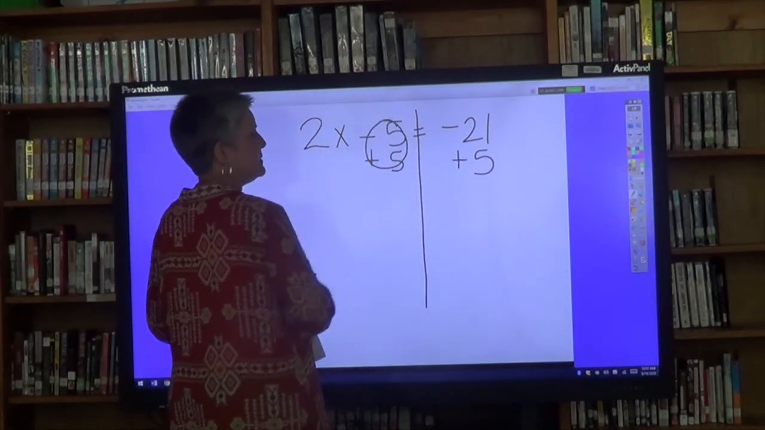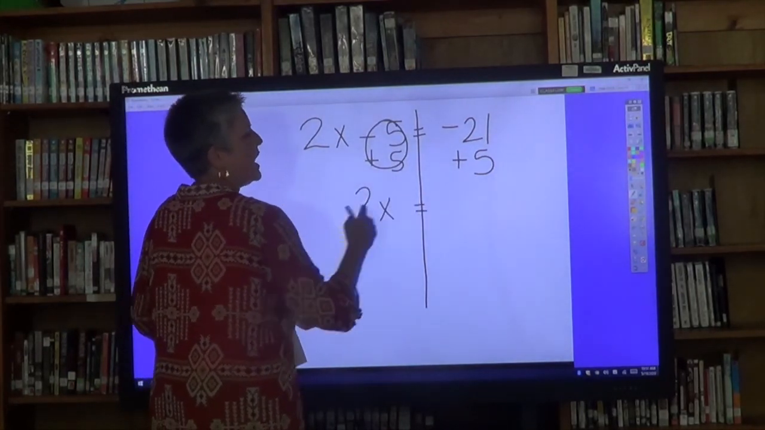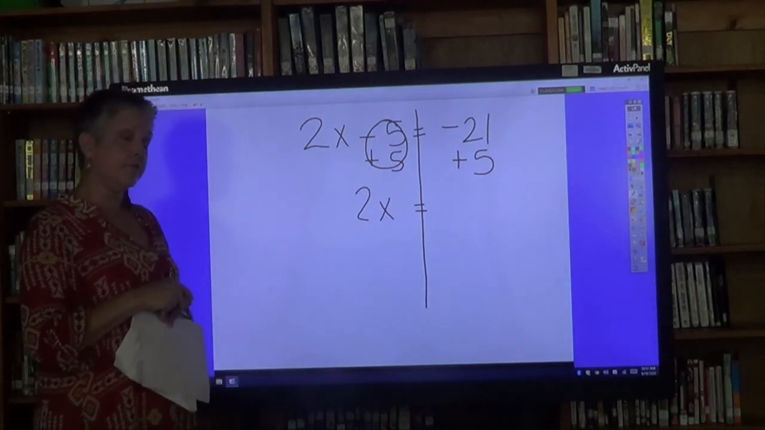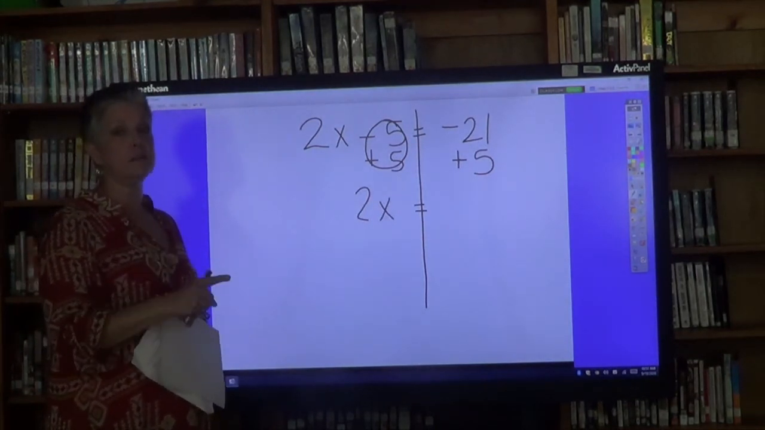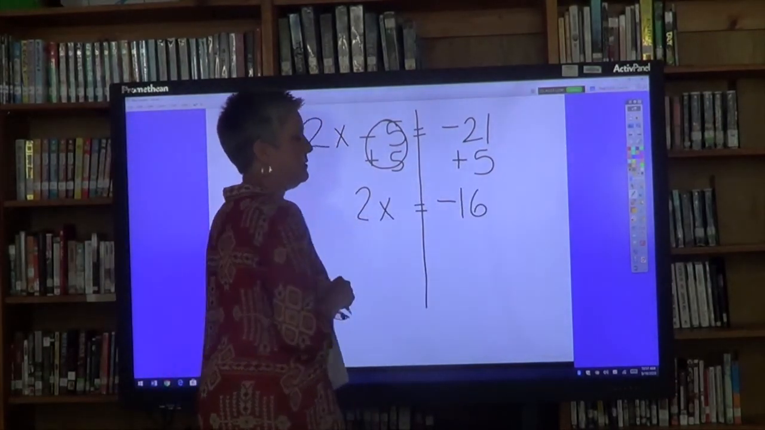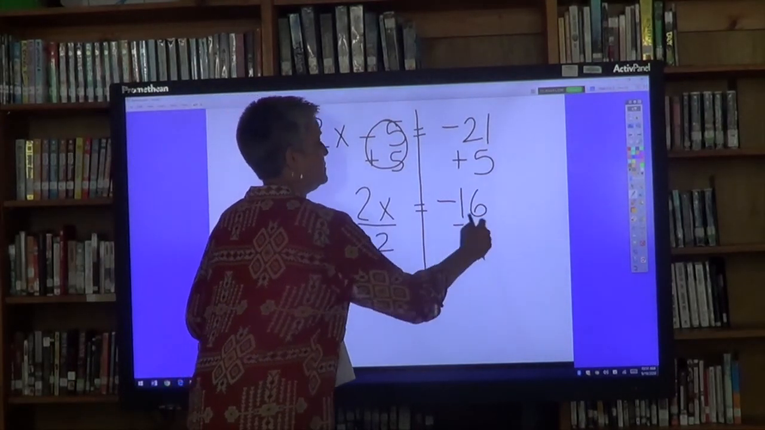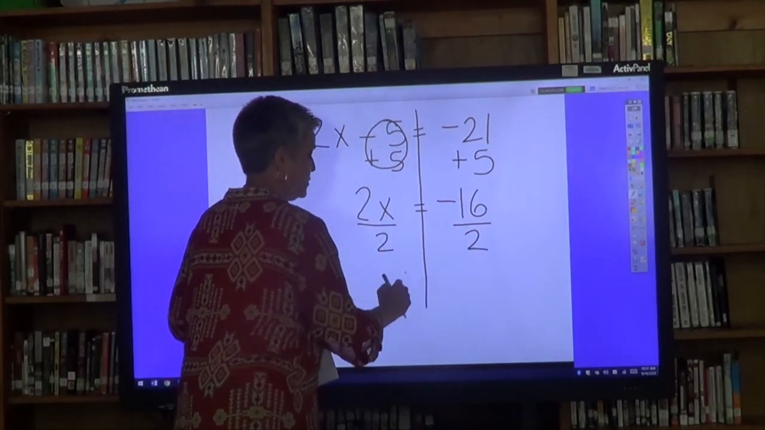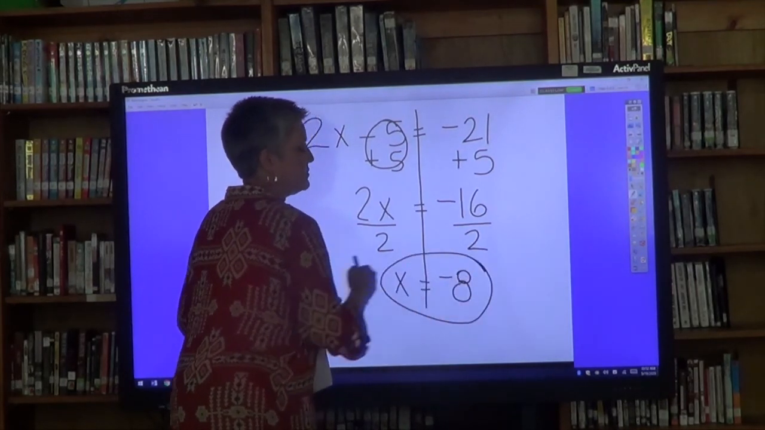So this is 0, so it drops out. A negative 21 and a positive 5. They're different signs, so we subtract, but our bigger number is negative, so that's going to be a negative 16. All right, and last step, you divided both sides by positive 2, and we get x equals negative 8 as our solution.